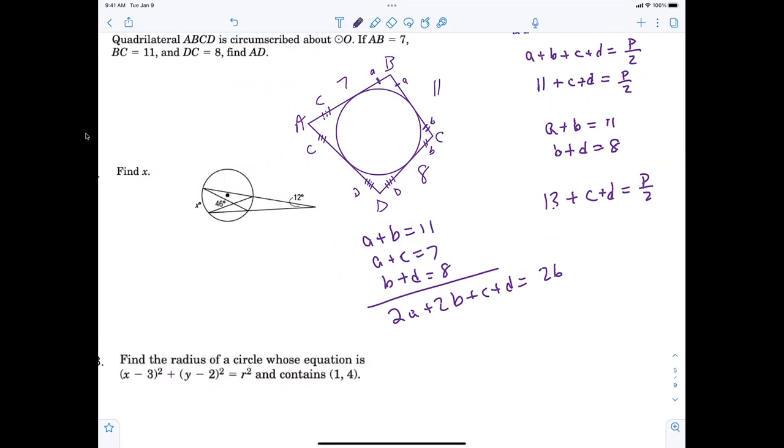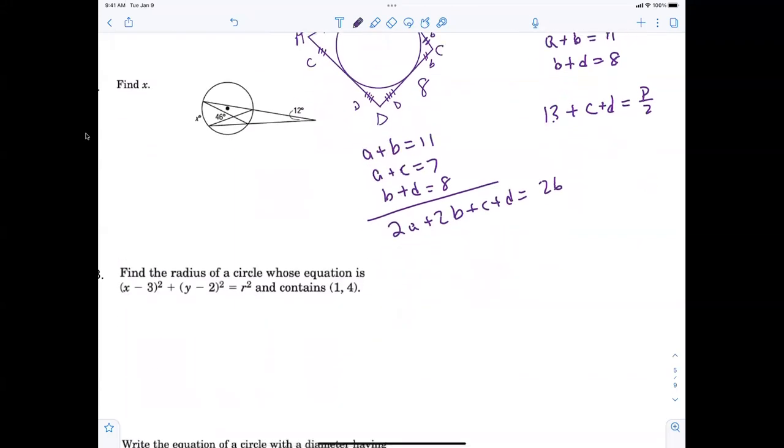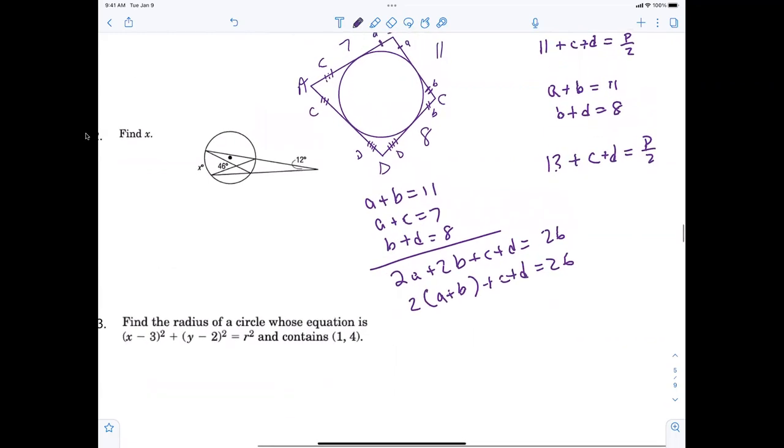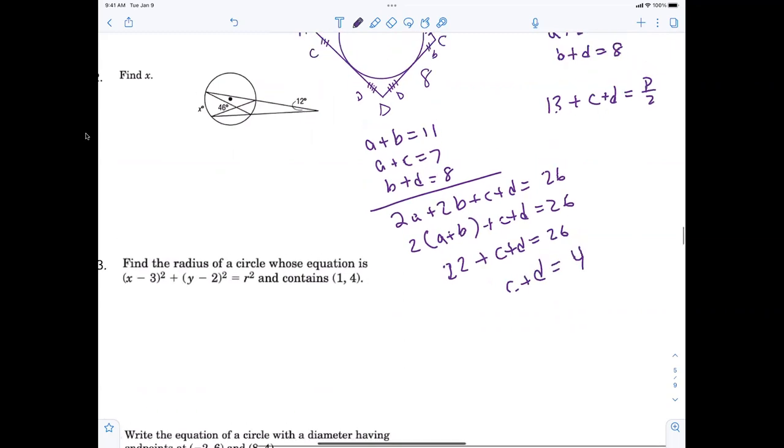Oh. So now A plus B has to equal 11. So 2 times A plus B plus C plus D equals 26. A plus B is 11, so that'd be 22 plus C plus D equals 26. C plus D must equal 4 then.